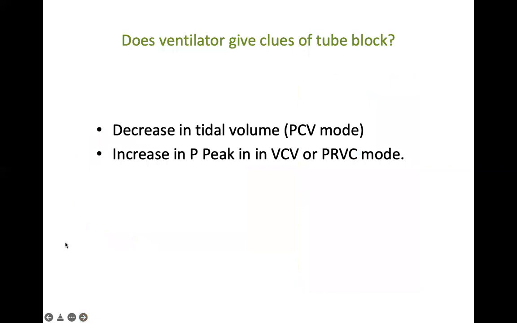Now, so that much was for the three explanations of not having a tube block. Now, coming to the next question, does your ventilator tell you anything about whether there is a tube block? Yes, the ventilator does tell you. If you find that in a PCV mode, your tidal volume is progressively decreasing, so probably your tube is going on having a block. Or if you are on a PRVC mode or a volume control mode, if you find that your P peak is progressively increasing, that might also be a reason for a tube block. So these are the two clues that the ventilator gives you of tube block.